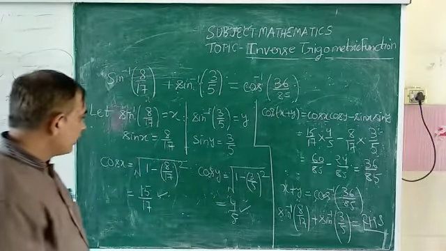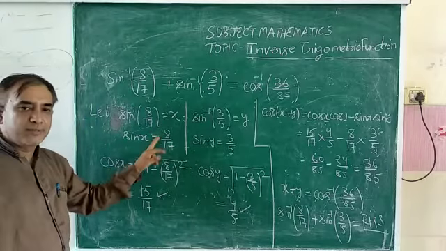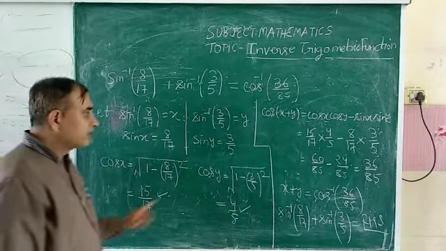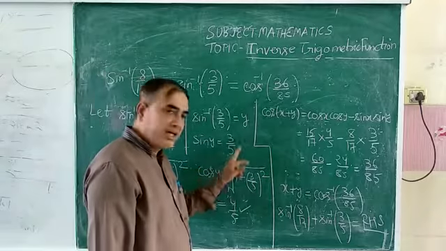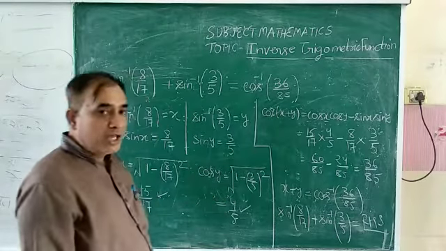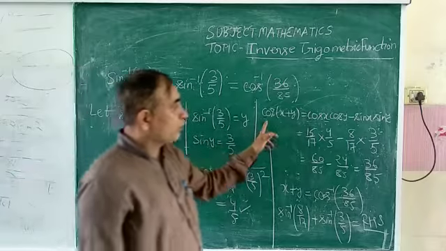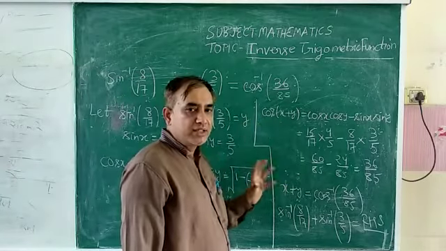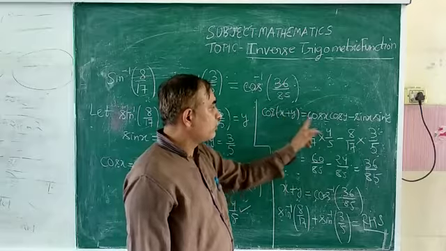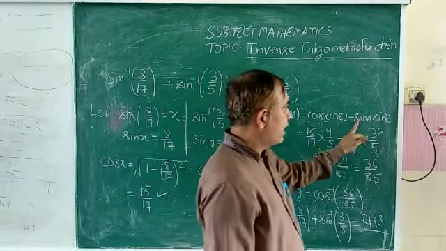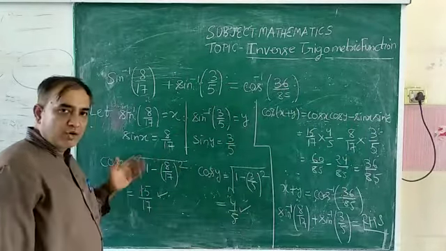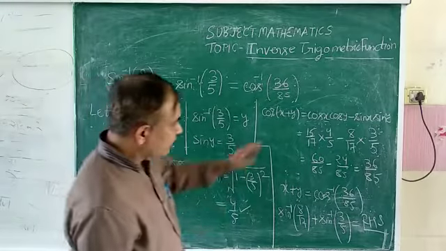Now we have 4 values: sin x = 8/17, cos x = 15/17, sin y = 3/5, and cos y = 4/5. We have learned the formula of cos(x + y). In the 11th class, we have the formula cos(x + y) = cos x cos y − sin x sin y. So all these values which we have already found, we just put in this.